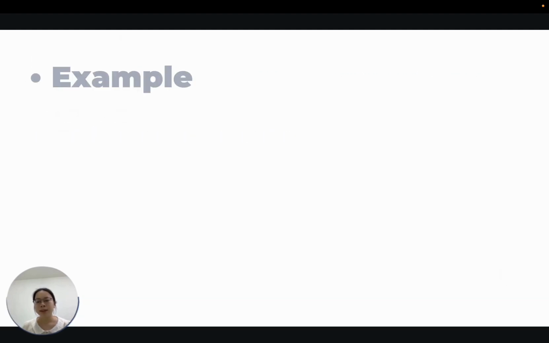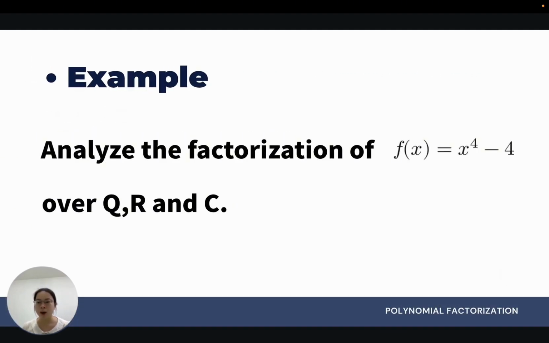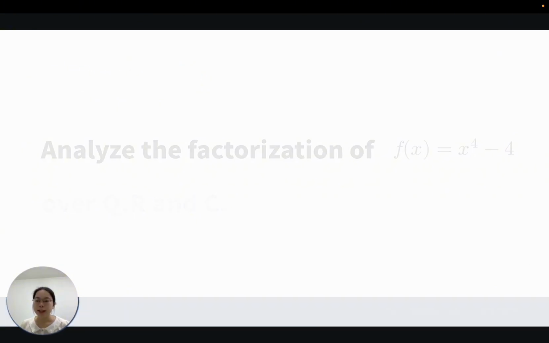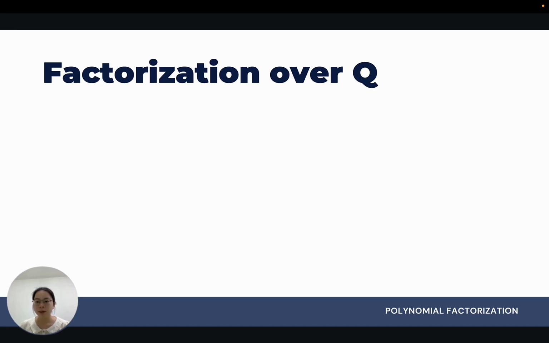Now, let's use a specific example to see how it works. Example: analyze the factorization of the polynomial f(x) equal to x to the power of 4 minus 4 over Q, R, and C. To start, let's look at the factorization over the rational numbers Q. First, we factor it into this form: x to the power of 4 minus 4 equal to (x squared minus 2) times (x squared plus 2).